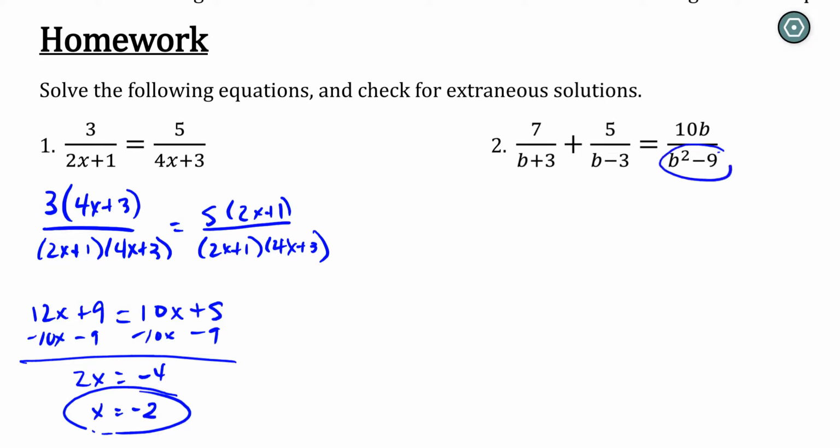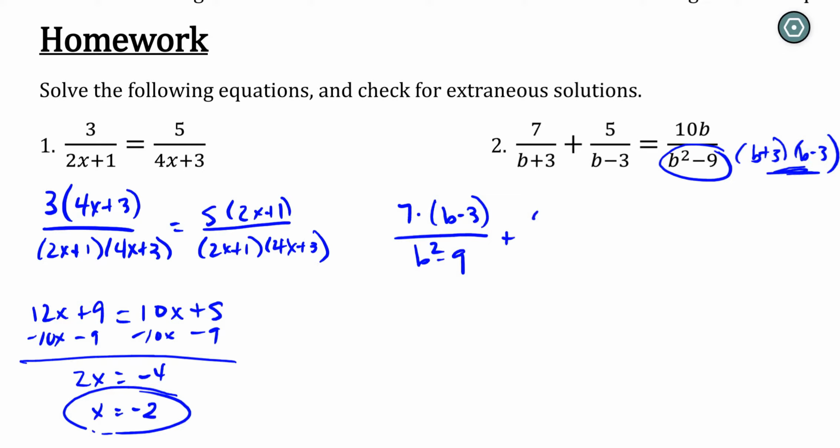So for 2, the first thing I want to do here is factor this. So that becomes b plus 3, b minus 3, which winds up being the common denominator. So the first fraction is going to become 7 times b minus 3 divided by b squared minus 9. That's what the product of this is anyway. Plus 5 times b plus 3 divided by b squared minus 9. I don't really care about the denominator, so we're just going to do it as simply as possible. And the last fraction has a common denominator ready, so I don't have to change anything.